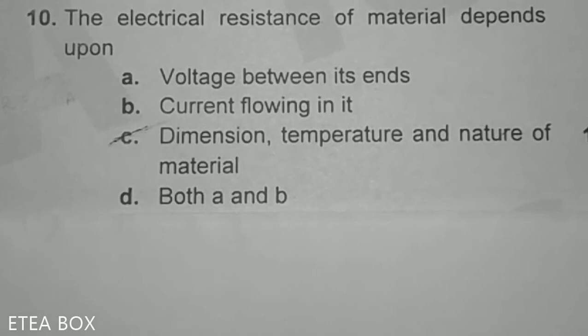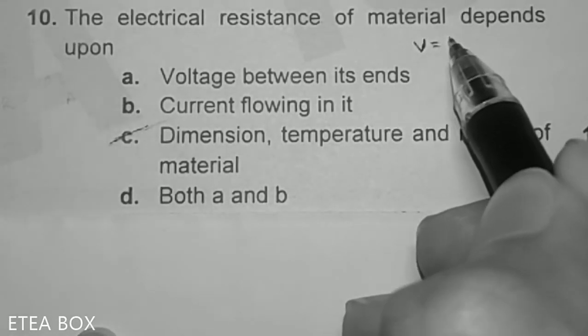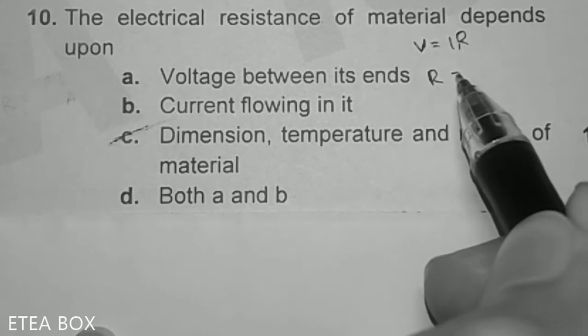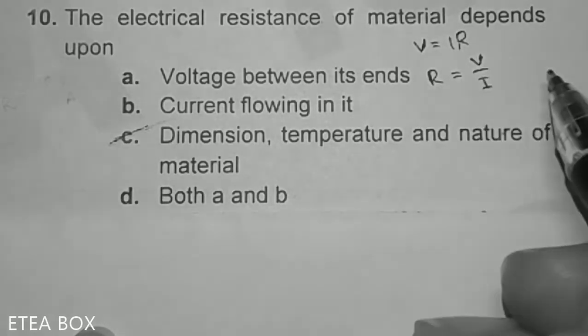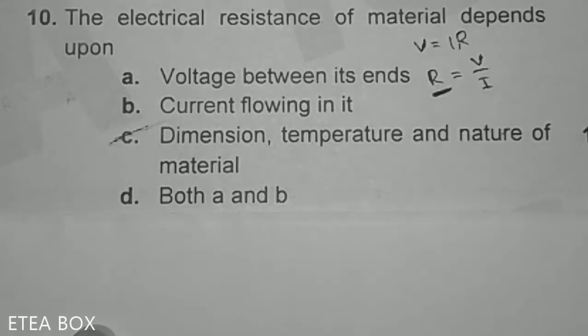We know that there are two formulas for resistance: one is V is equal to IR and the other is R is equal to V divided by I. But look here, in this formula this resistance acts as a constant of proportionality. This one acts as a constant of proportionality.